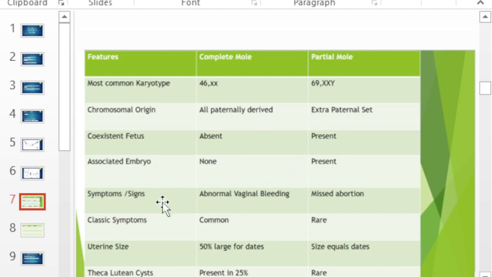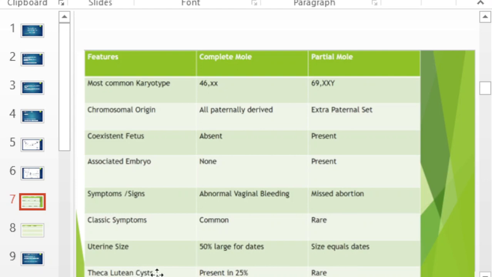So when you look at the signs and symptoms in a complete mole, you get abnormal vaginal bleeding. But in a partial mole, you get features of a missed abortion. The classic symptoms such as hyperemesis, hypertension, hyperthyroidism are common in a complete mole. These may not be very common in a partial mole. In a complete mole, you get the uterine size that is large for dates. In a partial mole, the uterine size is usually equal for dates, same thing as you see in a missed abortion.